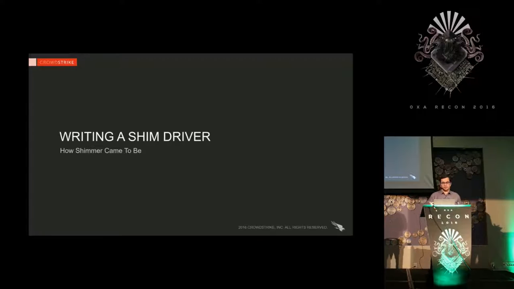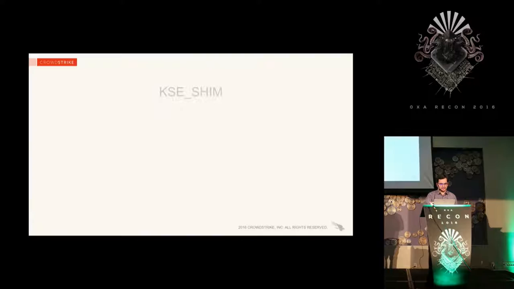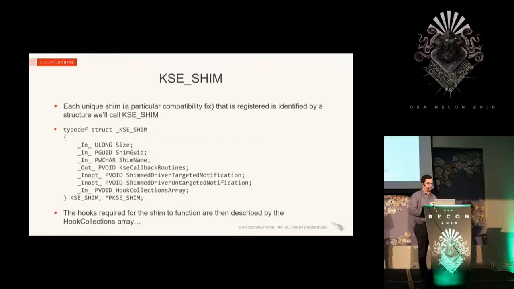So let's see how we can write our own driver that basically makes the shim engine do all this stuff for us. So the first thing we need to do is define a KSC shim. Again, a shim is a compatibility fix. And a compatibility fix is a set of functions we have to hook, and callbacks we have to hook, and IRP handlers we have to hook. And by hooking all those things, the idea is we're fixing, we're working around some sort of bug in this driver. So this structure is not documented. It's basically my own definition of it.